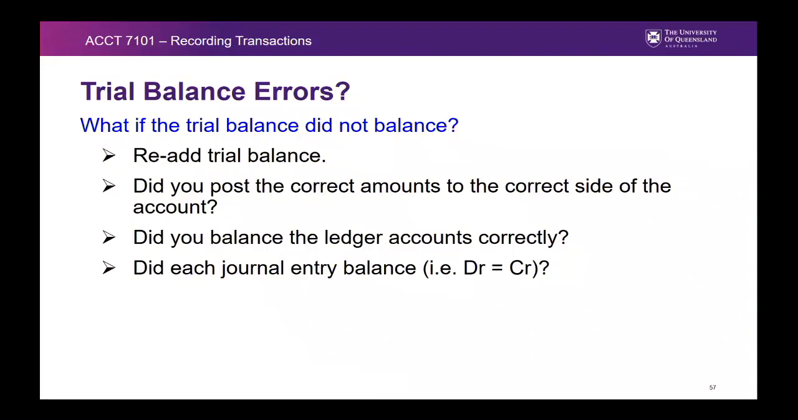Any questions so far on our trial balance and checking for errors?